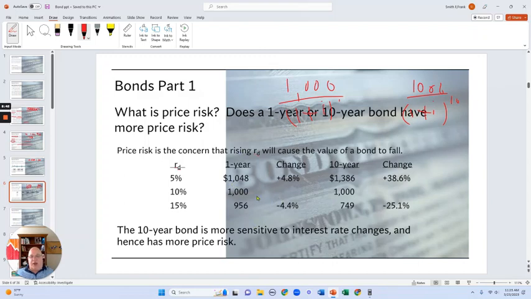They ran that 10% bond you just saw. And if it matures in 1 year and the required rate went down to 5%, that's good for you, right? The market's expecting less, but the bond would go up to $1,048 for a 4.8% change. On a 10-year bond, it would actually go up 38.6%. So you can see the way bigger change on the upside when interest rates fall for a 10-year bond versus a 1-year bond. On the downside, if interest rates rose, the 1-year bond would only go down 4.4%. The 10-year bond would go down a whopping 25.1%. That's why looking at the longevity of the bond, what you're really considering is the price risk. It's going to be more sensitive to interest rate changes on a longer term bond than it is on a shorter term bond, all things else being equal.